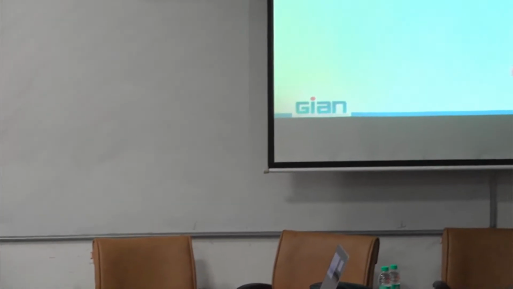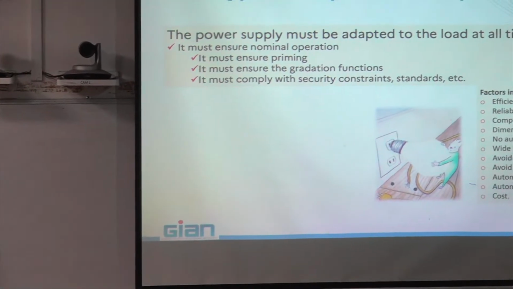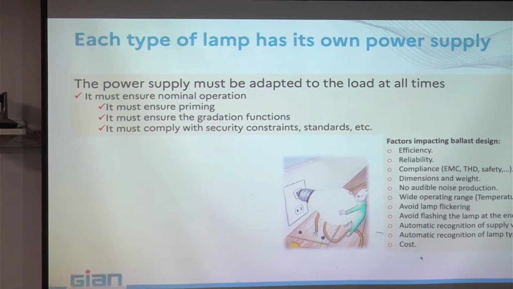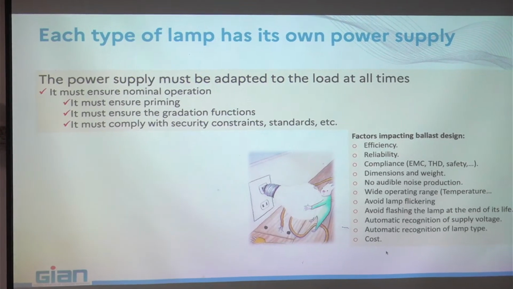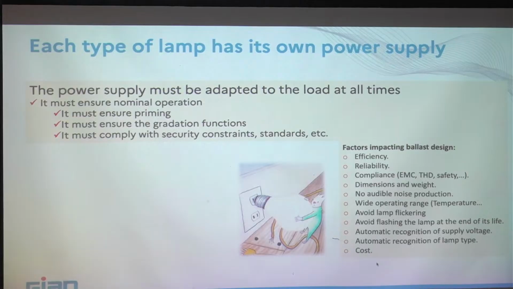Automatic recognition of the power supply voltage. This is important. If you have a ballast or a driver, it's better to be adapted to any kind of plug voltage, 230, 120, or maybe in the future DC, why not? And automatic recognition also of the lamp type.